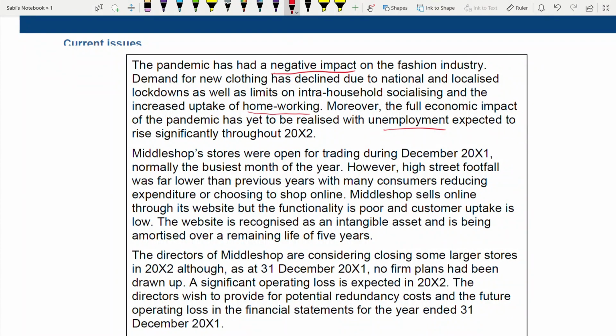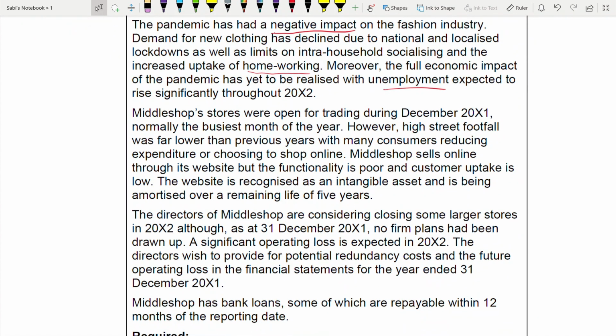So I'm not reading word by word. The main things I'm just picking out from the case study and highlighting for you. If you see, even their footfall was far lower than the previous year. That means consumer expenditure reduced, because they choose to shop online. Now they sell online through their website, but the functionality is poor, and the customer uptake is low, and this website is recognized as an intangible asset and amortized over 5 years.